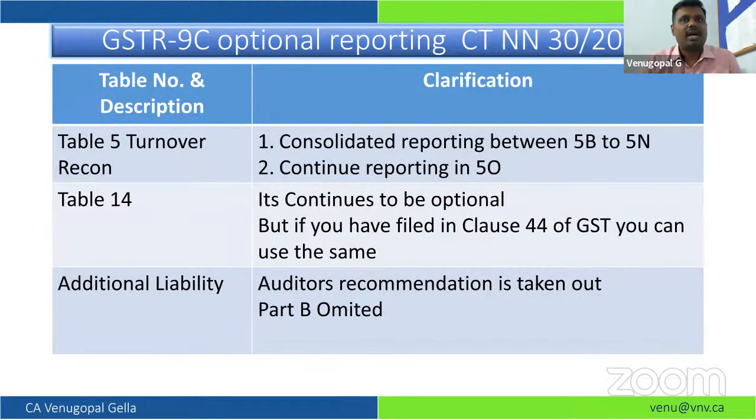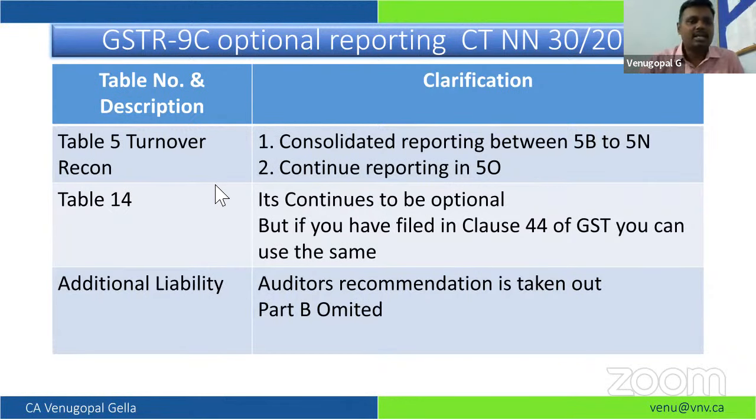Table 5 of R9, they say if you can't segregate, you continue reporting it in 5O. Table 14 expenditure wise, if you are unable to segregate, you can merge. However, clause 44 of the tax audit was not optional, it was mandatory. So you would have already reported something in clause 44. You can use that. And 9C is not a certificate, so the auditor recommendation, which is in part B, has been omitted.